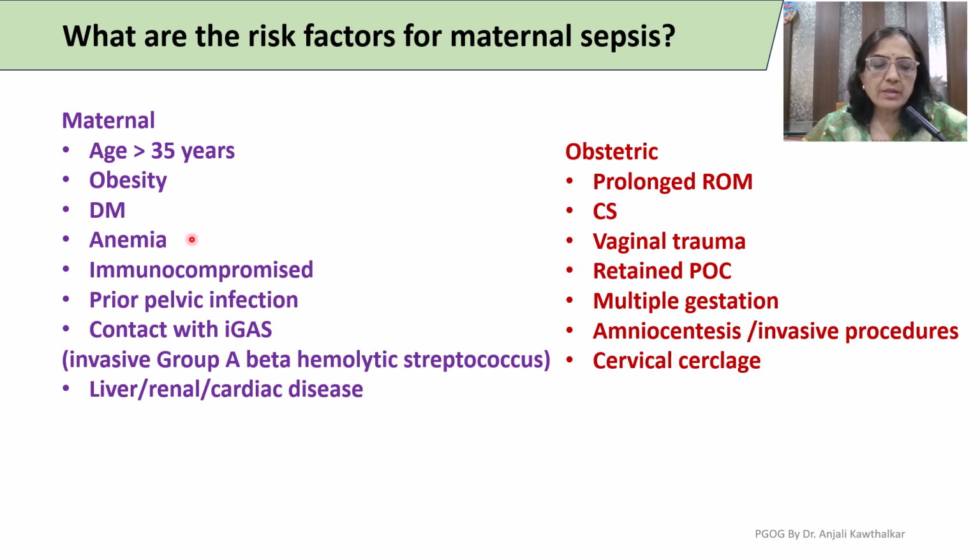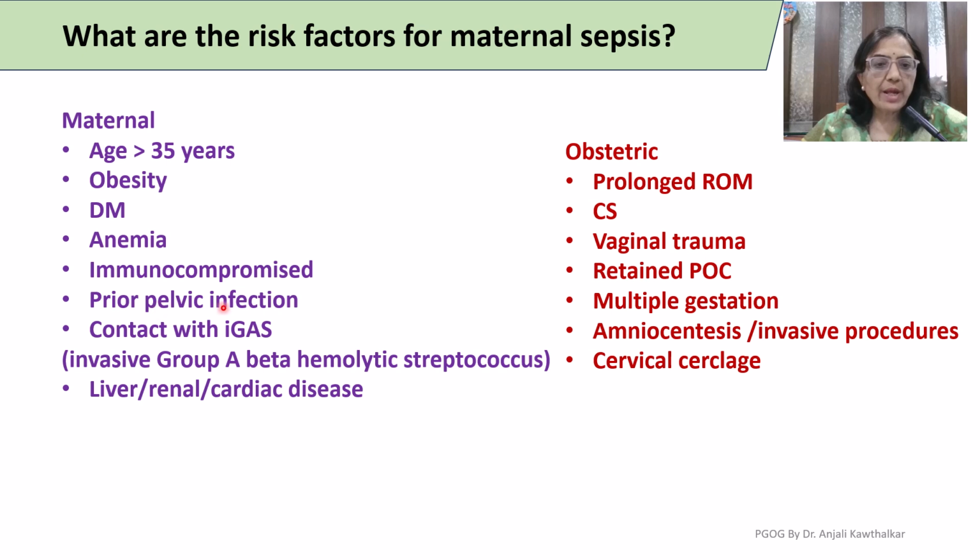Uncorrected anemia in pregnancy, unfortunately, is the main underlying condition which leads to maternal mortality, not as a direct cause but as an indirect cause. Anemia with hemorrhage, anemia with sepsis. The patient progresses very fast to septic shock with severe anemia.